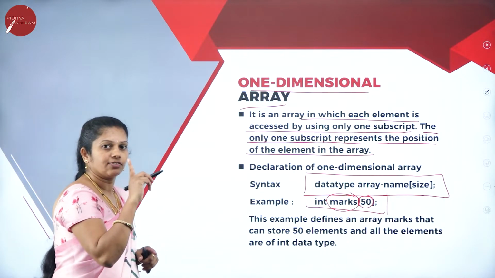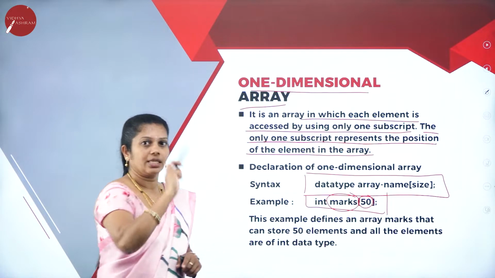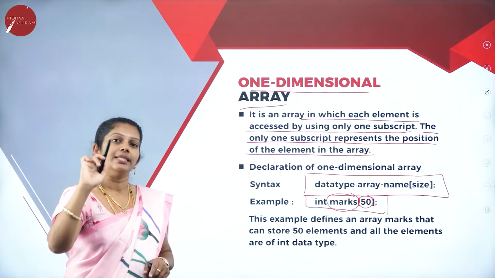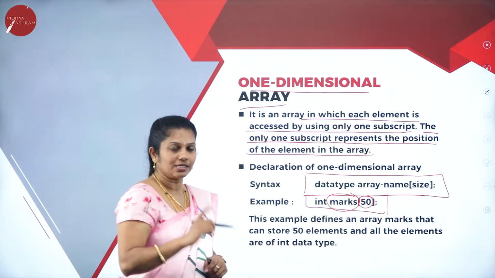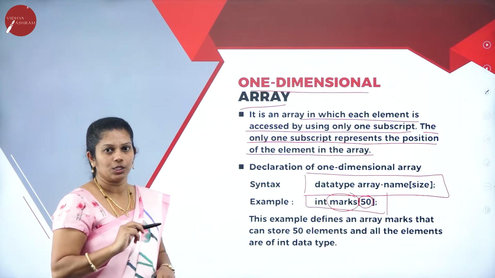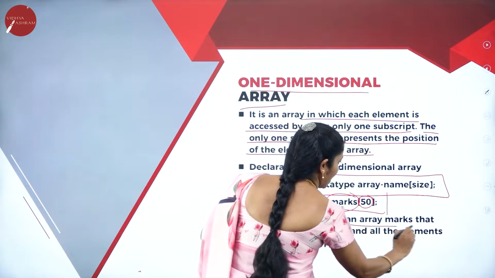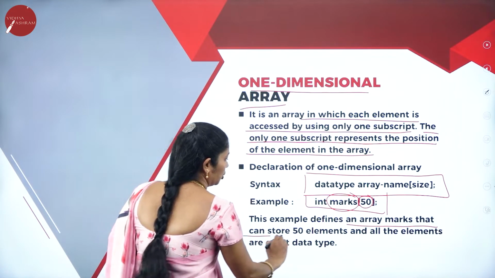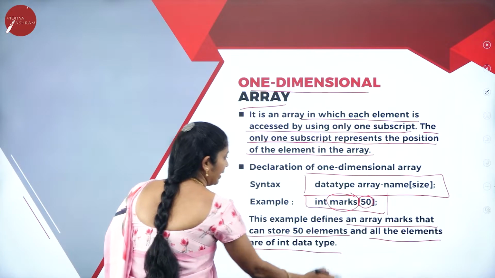The subscript starts from 0 to n minus 1. In this example, the starting position will be 0 and the last position will be 49. Because here we have 50 elements, the last position will be n minus 1. That's why it is 49. This example defines an array marks that can store 50 elements, and all the elements are of type integer.